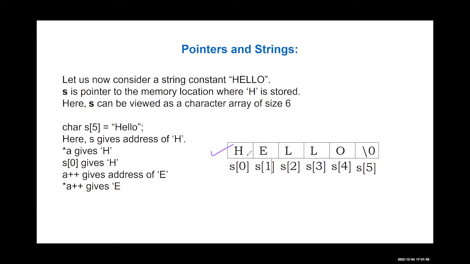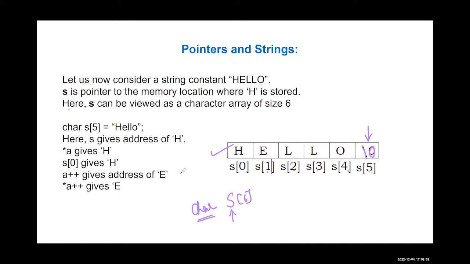Now we all know that whenever we are storing a string, we always store it with \0. This is nothing but the end of the string, the end of the character sequence. S is a pointer to the memory location where H is stored. Here S can be viewed as a character array of size 6. So I am assuming S as an array of type character. Suppose I am declaring it something like this: char S. So S is an array of type character. I have S[0], S[1], S[2], S[3], S[4], S[5].